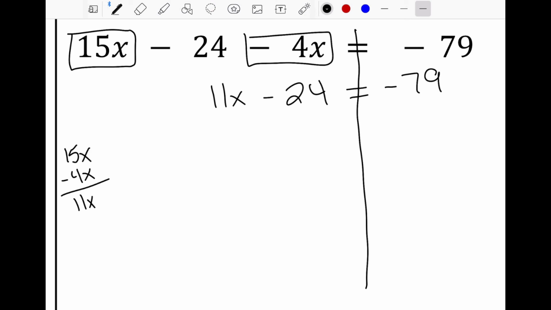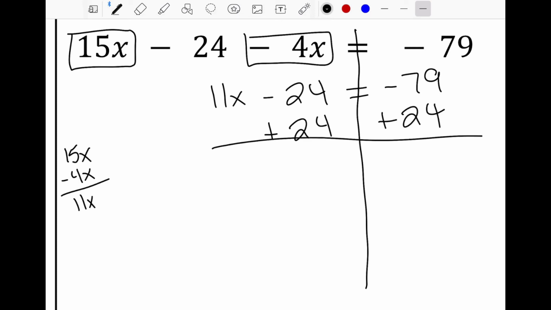Okay. Now from there, I don't have anything else I can combine in the front or the back of my equation. So now I'm doing my inverse. So I got to get rid of my constant first. That's by my variable. And that's that negative 24. So I'm going to add 24. Negative 24, positive 24 cancels each other out, bringing down my 11x.